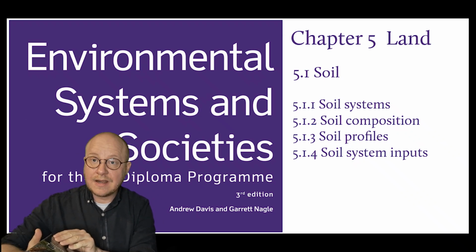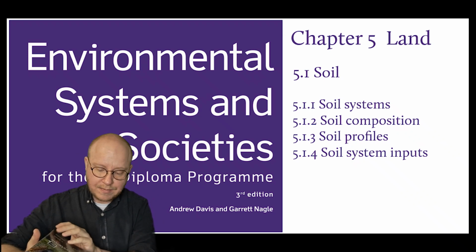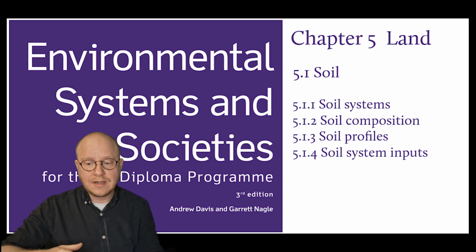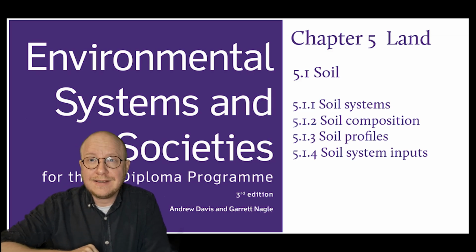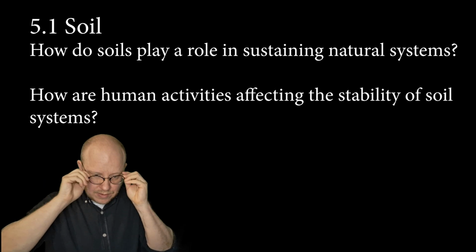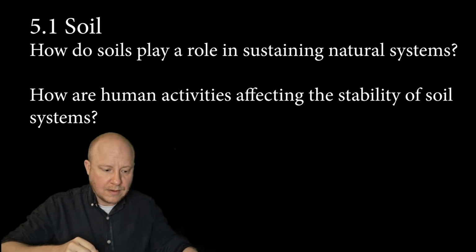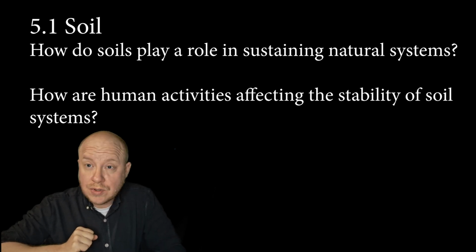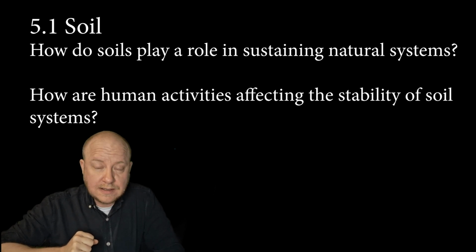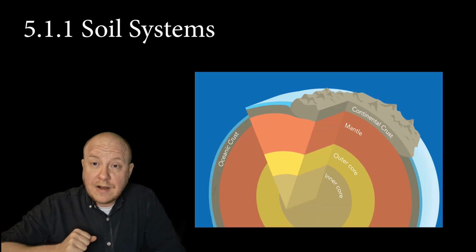Environmental Systems and Societies for the IB Diploma Program, Pearson book, 3rd edition, Chapter 5, Land. 5.1. The guiding questions: how do soils play a role in sustaining natural systems? How are human activities affecting the stability of soil systems?